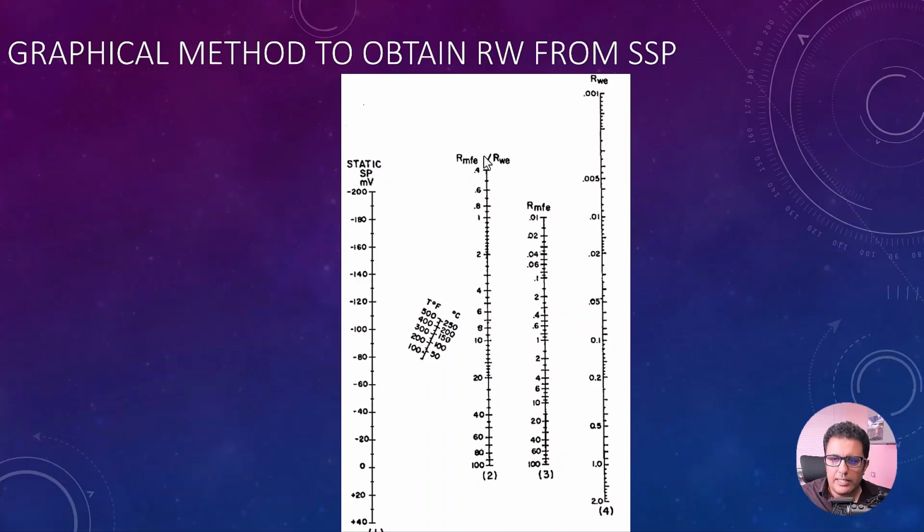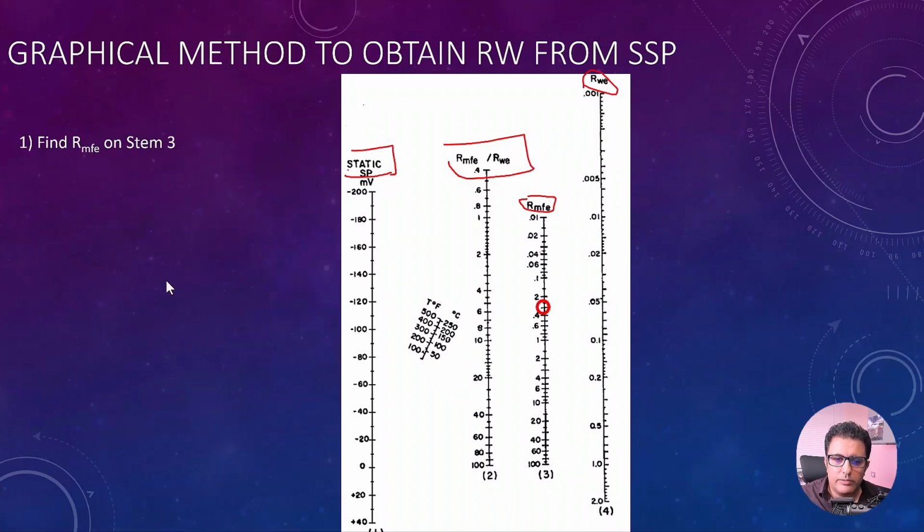So as you see, we have 4 stems. The first stem is a spontaneous potential stem. The second stem is RMFE over RWE ratio stem. The third stem is RMFE stem, and the fourth stem is RW stem. And we have also a temperature bar here, and just let me tell you how it works.